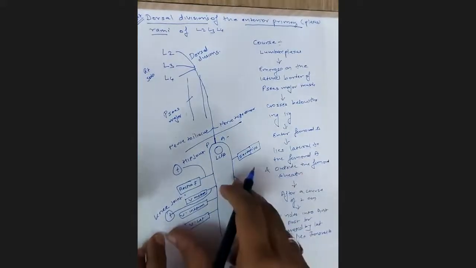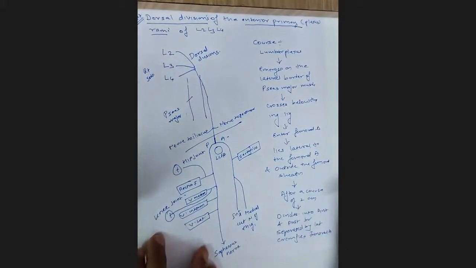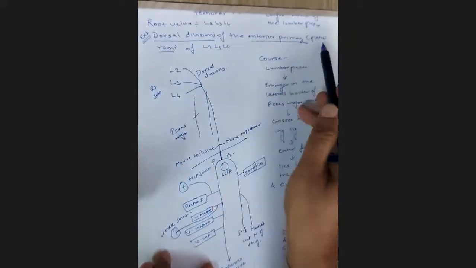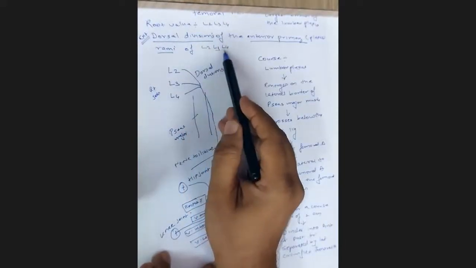So that covers the femoral nerve. The course of the femoral nerve, starting again with the root value. It is the dorsal divisions, because dorsal division always supply the extensors. Dorsal divisions of the anterior primary rami of L2, L3, L4.